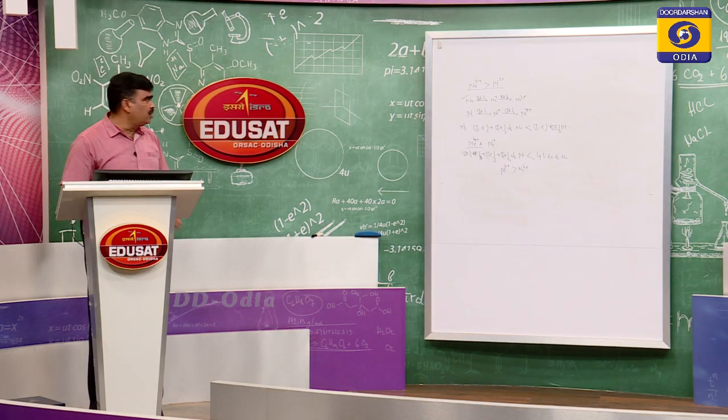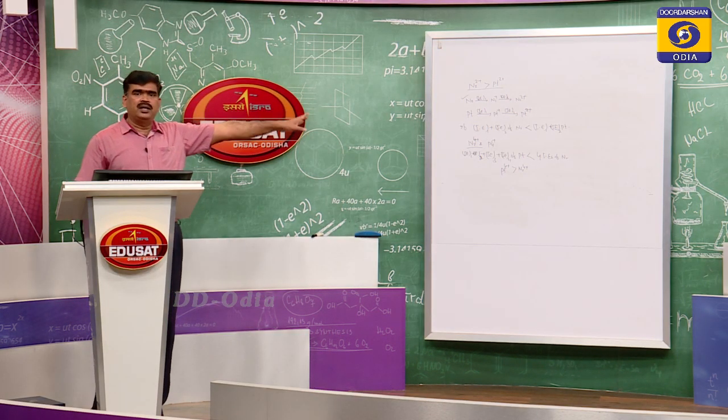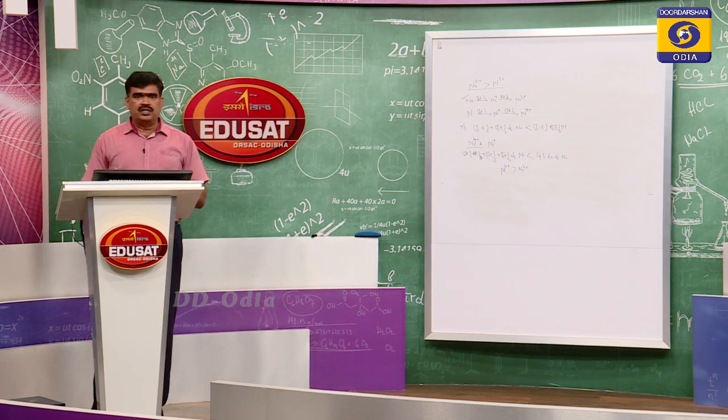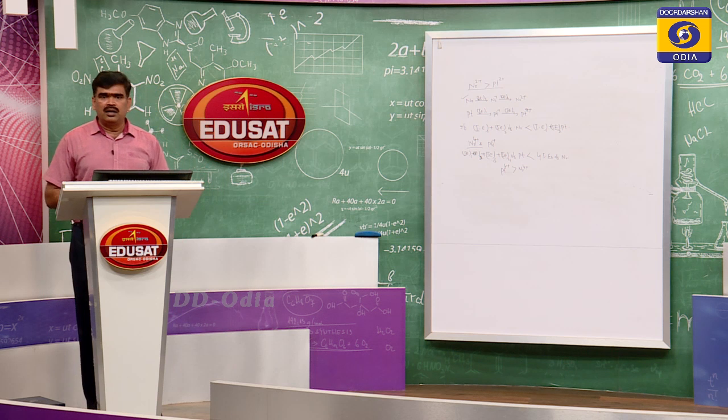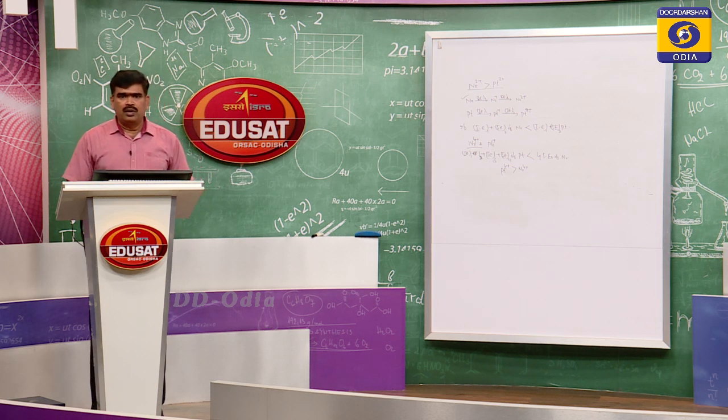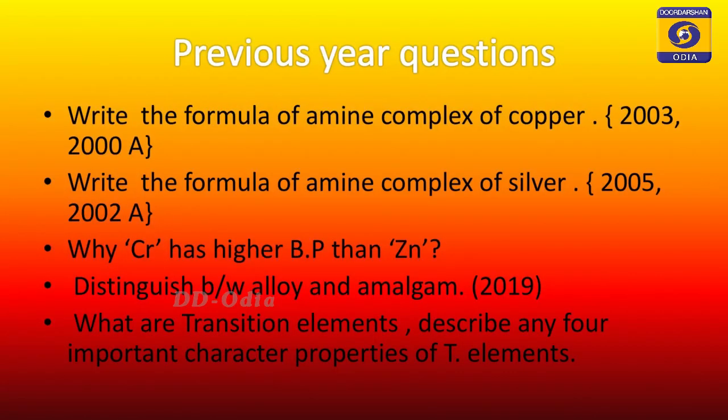Write down the electronic configuration of ferrous. Ferrous I have already explained. What will be the electronic configuration? First write down the electronic configuration of iron, then you remove 2 electrons. It will be argon 18, 4s2, 3d6, so for ferrous it will be 3d6. Next, why does copper exhibit variable valency? Because of the close energy difference between the 3d and 4s subshells.